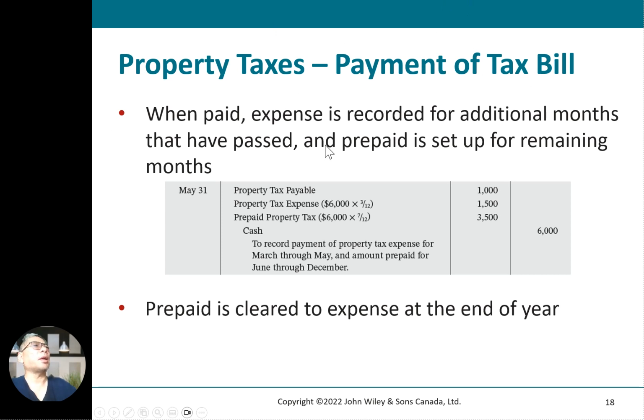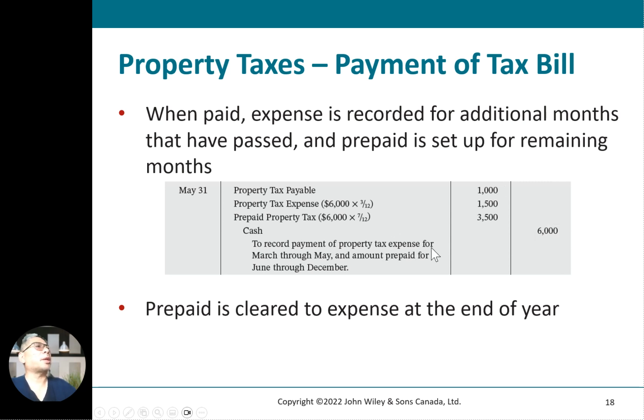Property tax, payment of tax bill. When paid, the expense is recorded for the months that have passed, and prepaid is set up for the remaining months. By the 31st, property tax payable is 1,000, property tax expense is 1,500, and prepaid property tax is 3,500 debit. So these are the things that you have in terms of tax. And then the cash 6,000 here, okay?